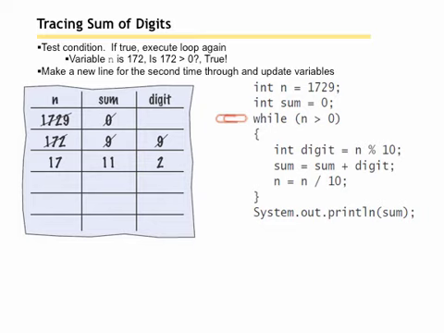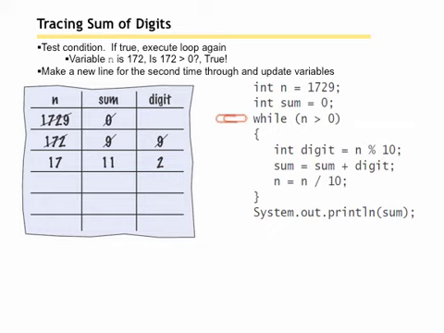Then we test. Is n greater than 0? It still is. Whoops, my slide updated an extra loop while I wasn't looking. So n is 172, that's greater than 0. We enter the loop. Int digit equals n modulus 10. That peels off the ones place, which is 2. Then sum equals sum plus digit. So 2 plus 9 is 11. We write that value down in sum. And then n equals n divided by 10, or 17.